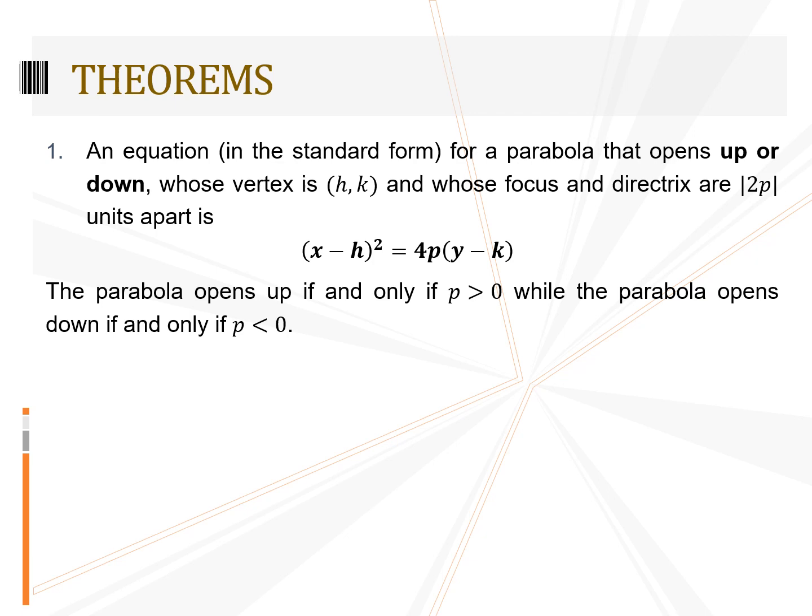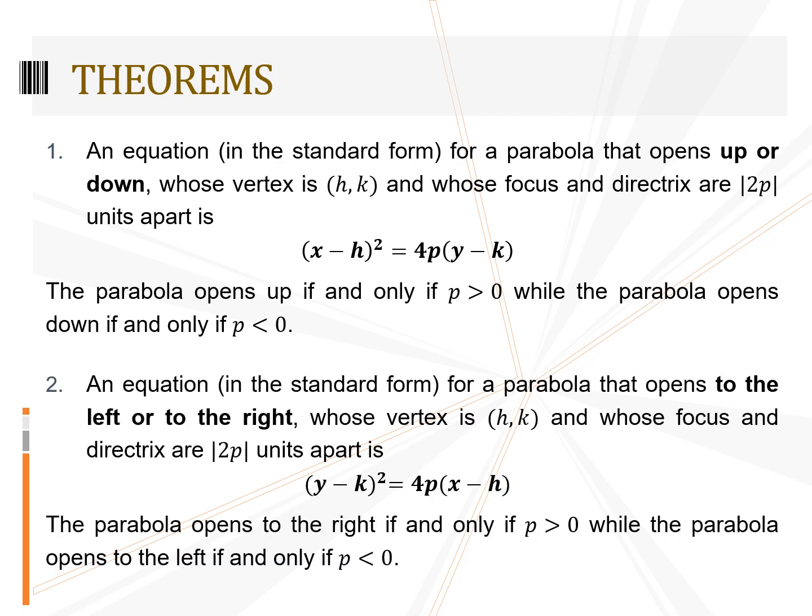An equation for a parabola that opens up or down, whose vertex is at (h, k), and whose focus and directrix are absolute value of 2p units apart, is the quantity (x minus h) squared equals 4p times (y minus k). The parabola opens up if and only if p is greater than 0, while the parabola opens down if and only if p is less than 0.